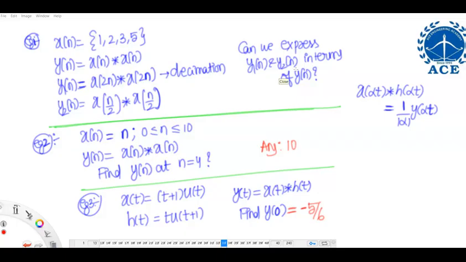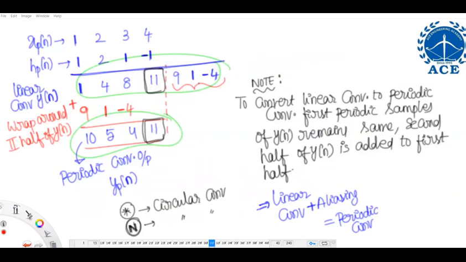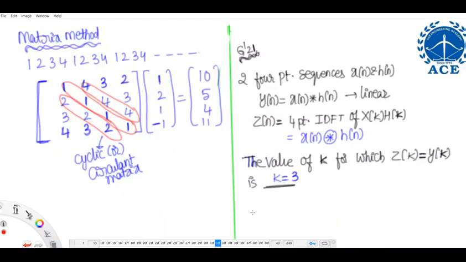Sir, that GATE 2021 problem, sir. If 4 points are given for the IDFT, then we can easily calculate it. But how to calculate for 16 samples, such a huge number of samples? There is a general statement that I will prove in the DFT chapter. The condition is that linear convolution and periodic convolution answers are equal for N greater than or equal to N1 plus N2 minus 1. There I will prove it. To get an idea, I simplified it this way. Okay, sir. Right.